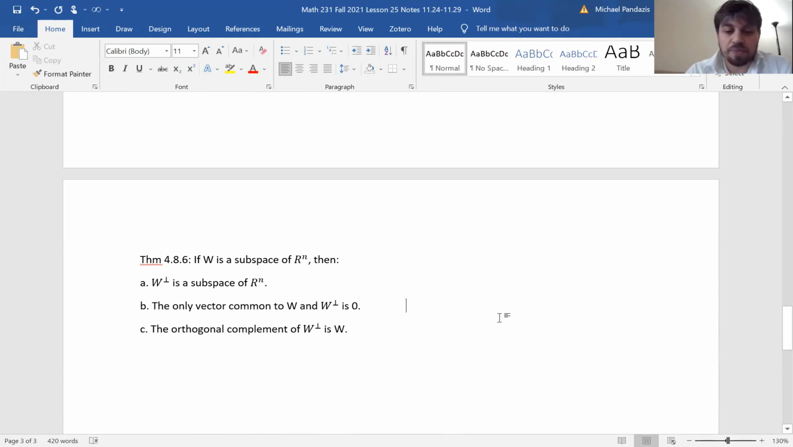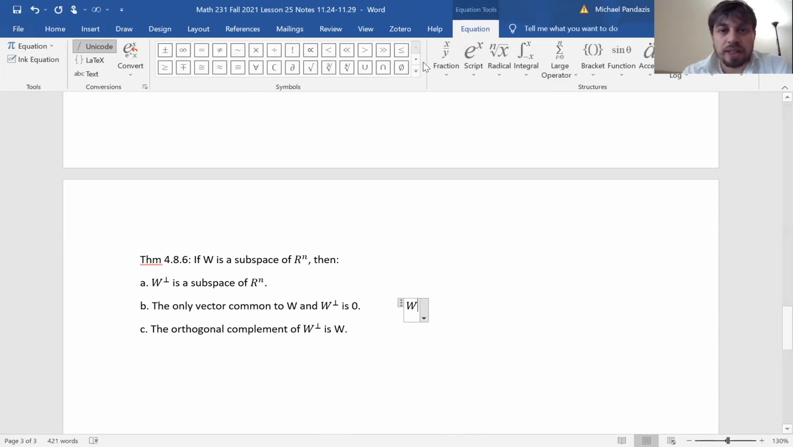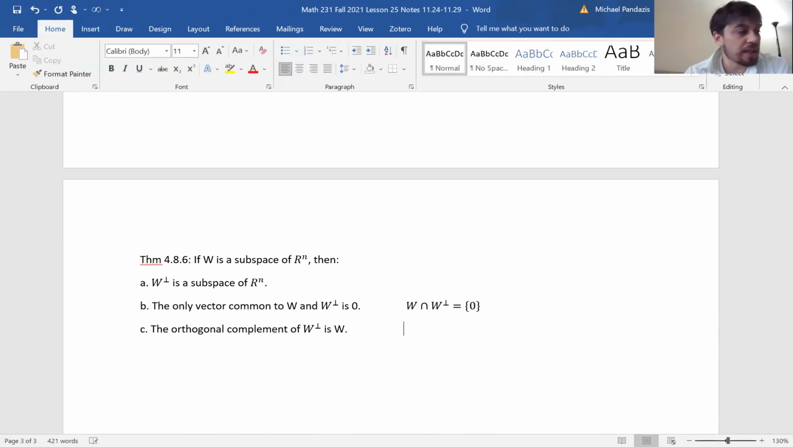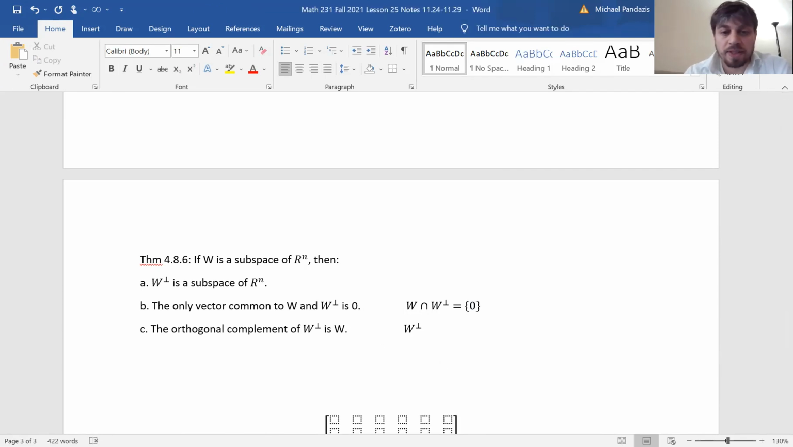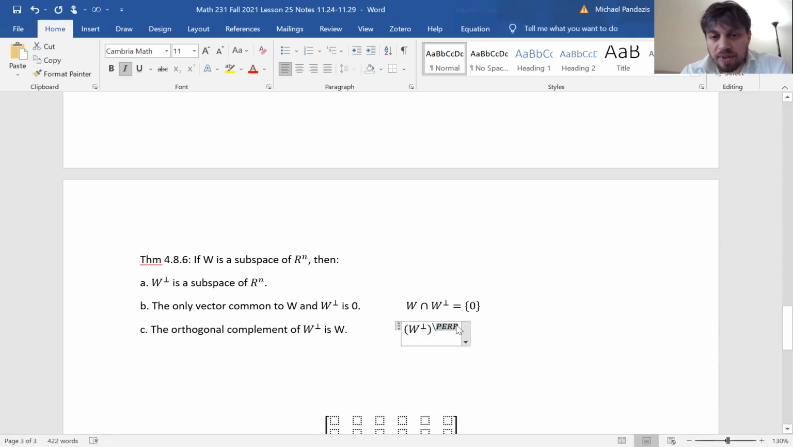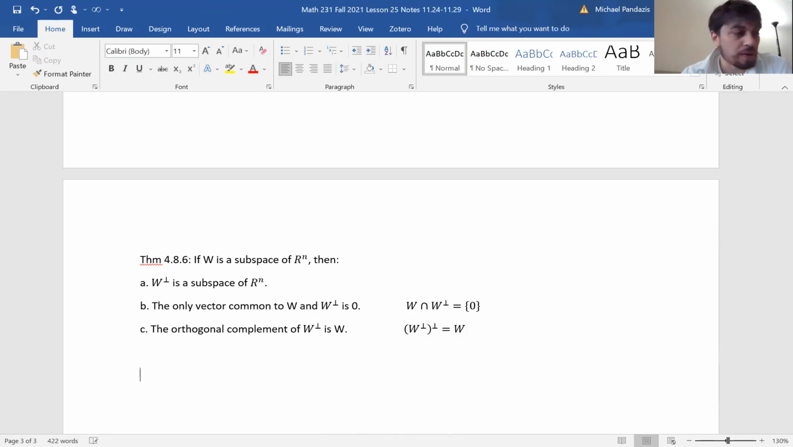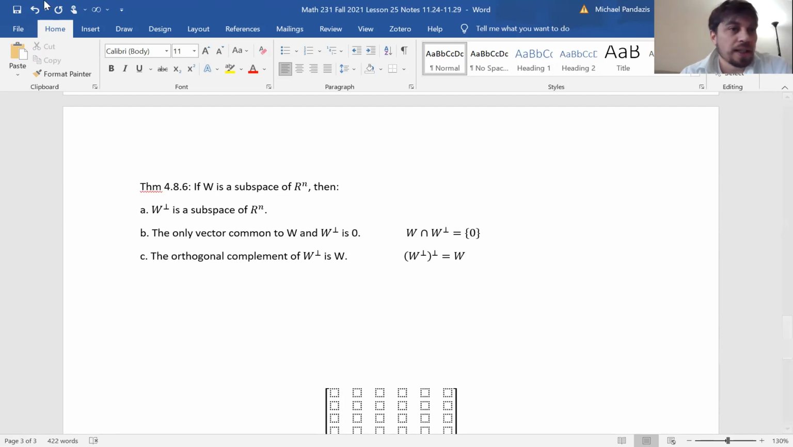B, right? So B is saying that if you take W intersected with W perp, you get the 0 set. Second thing, only 0. C is saying that if you take W perp, and then you take perp of that, equals W. Okay, so in symbols, that's a short way to say those two things.